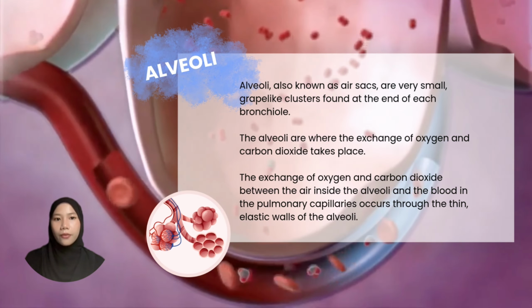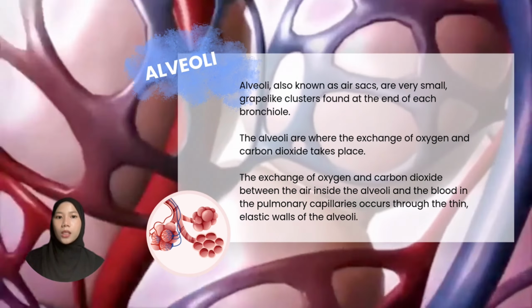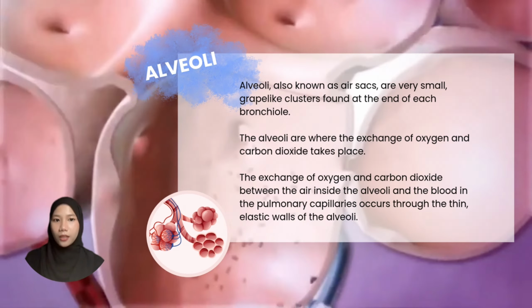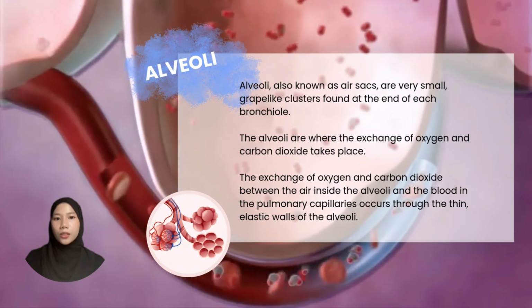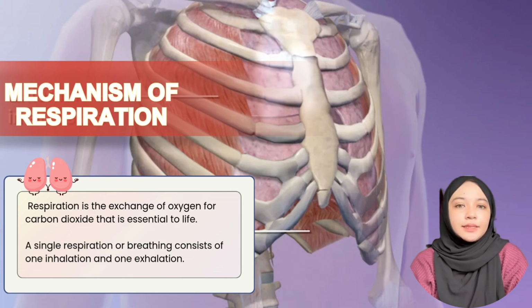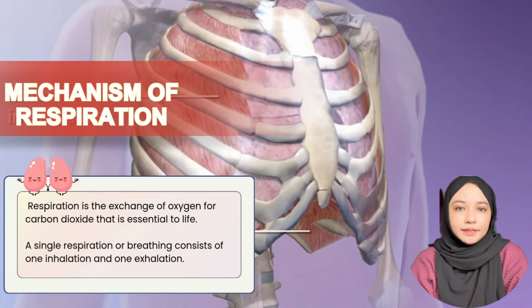The alveoli have very thin and elastic walls which allow oxygen to move from the air into our blood and carbon dioxide to move out of our blood and into the lungs to be exhaled. I will explain the mechanism of respiration.